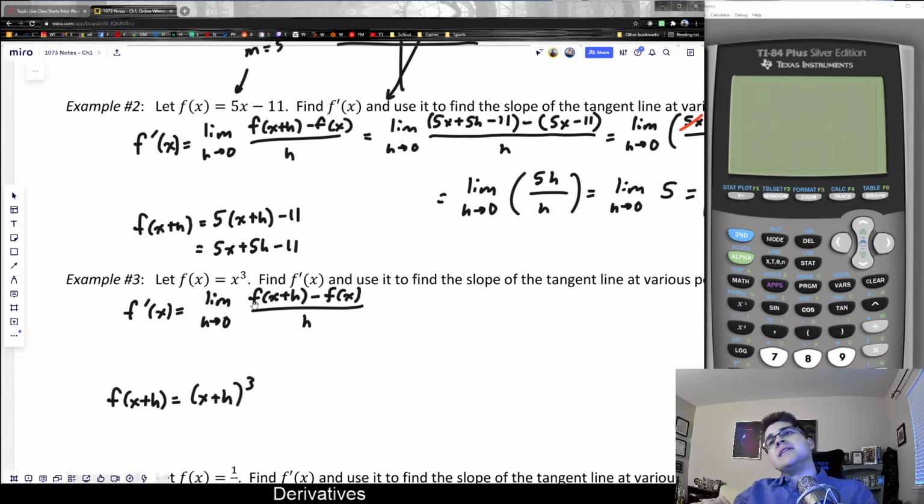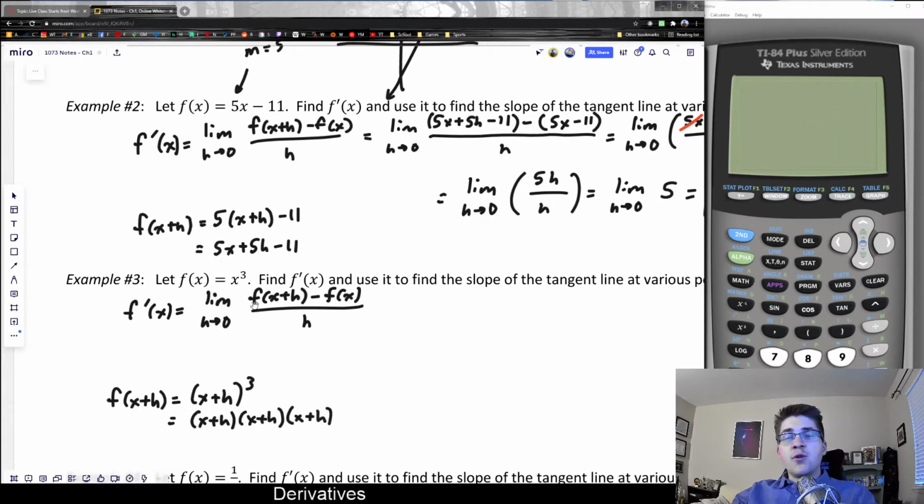And this would not be x cubed plus h cubed, a common error here, because x plus h cubed means x plus h times x plus h times x plus h. That's always what exponents mean. And to properly multiply that out, we will need to FOIL. So I'll go ahead and write that out.